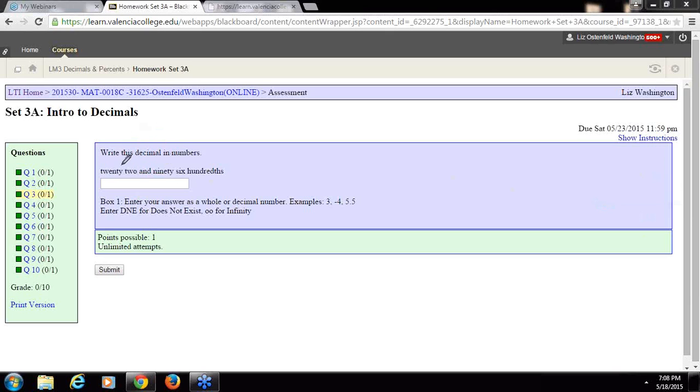So here we have 22 and 96 hundredths. The important thing to remember is that the word "and" is your decimal. So if it's 22 and, we're going to have 96 hundredths. So tenths, hundredths. So I'm going to have 96 of those. So here I write 22.96.